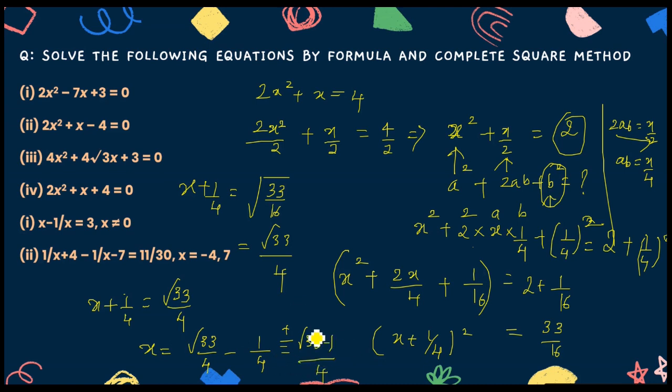You can write plus or minus root 33. Only the root is over the 33, the 1 is separate. Okay. Plus or minus root 33 minus 1 divided by 4 is the answer. This is how you can do it. Let's take one more.